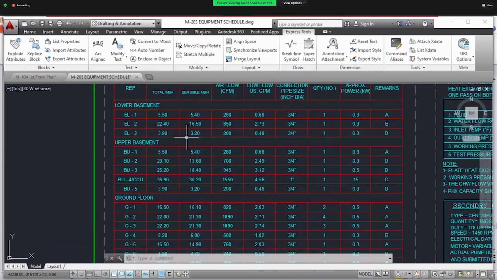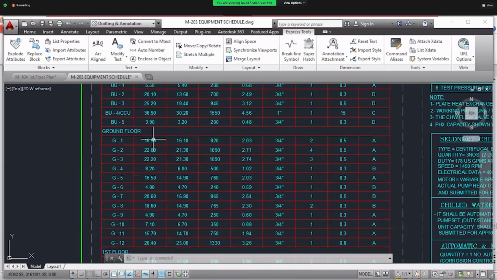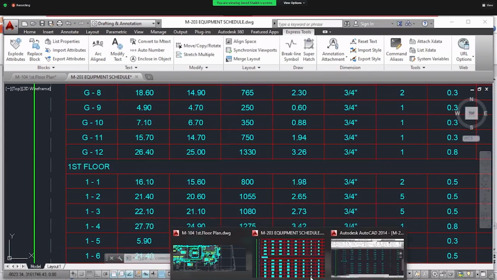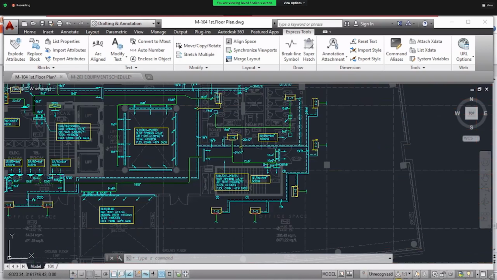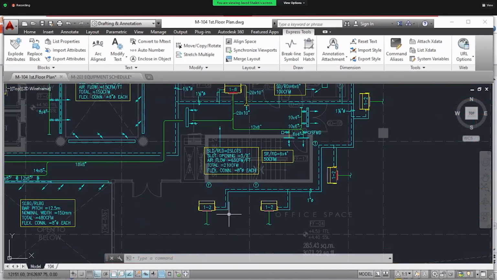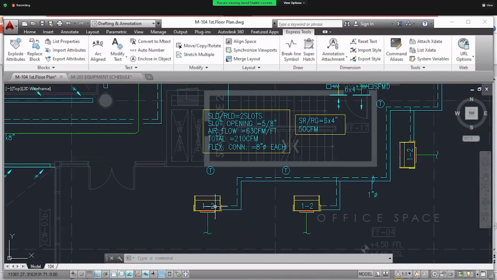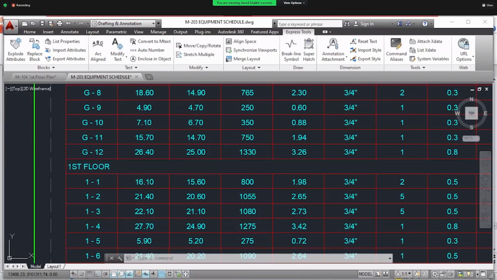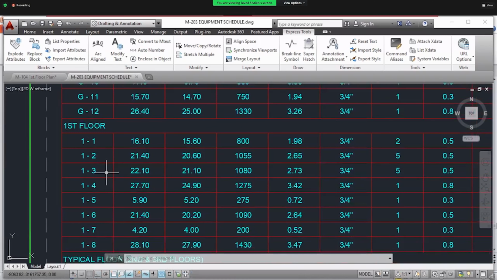So let's see our first floor. What we get from the heat load sheet is the last remote FCU. So 1-2, as the table tells us. This is that unit. What is the TMBH here? 21.40. From this, how will we get the GPM?